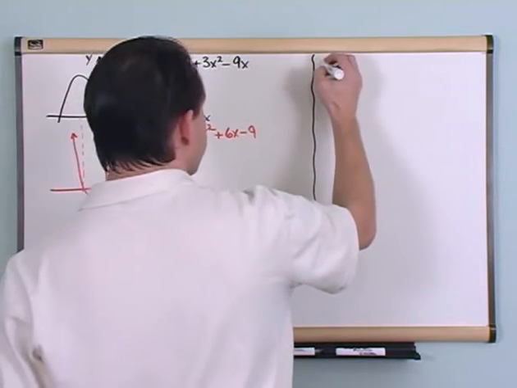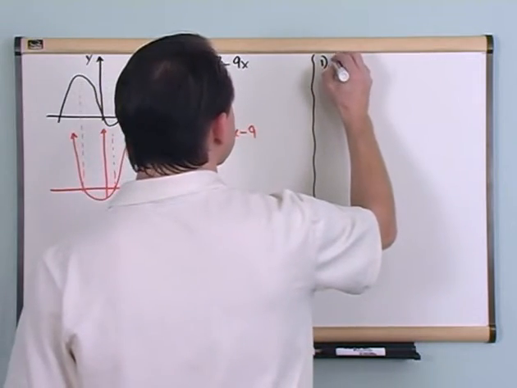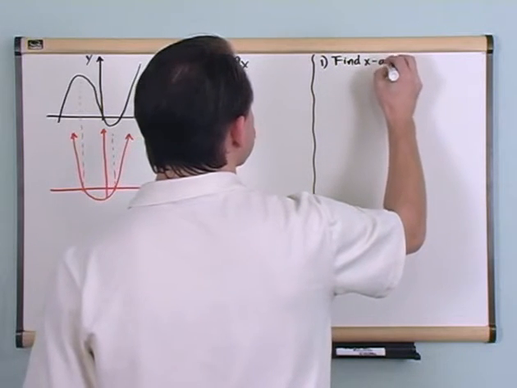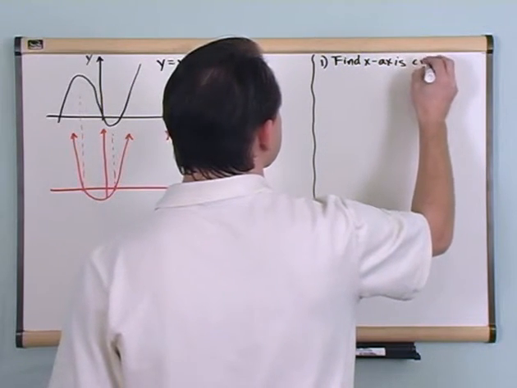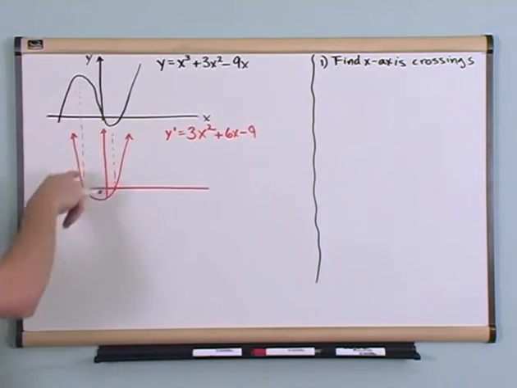The first thing that you can do in order to sketch a graph is to find the x-axis crossings. Now, how do you do that? This graph is like this, right?